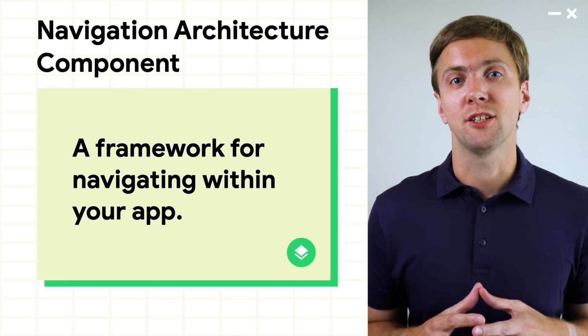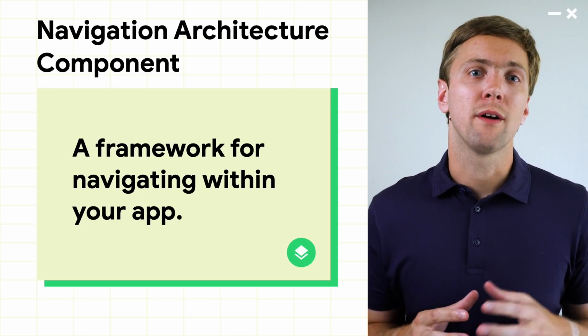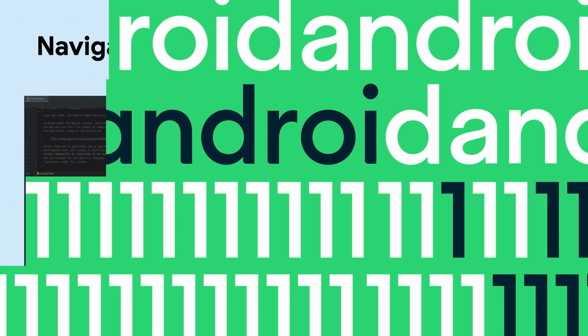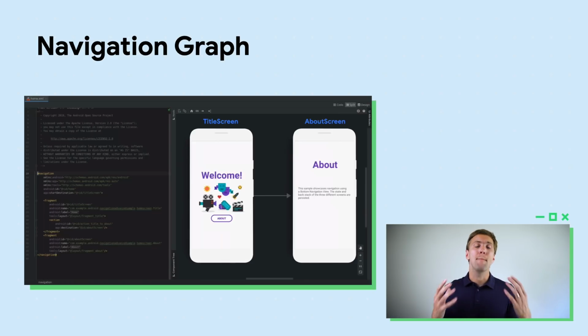The navigation architecture component serves as a framework for navigating within your app. It consists of three major pieces. You can think of the navigation graph as the map of your app. In Android Studio's navigation editor, you can visualize each of the screens as destinations in your graph. Actions link these destinations together and denote how the user can navigate between destinations. The navigation editor's split mode lets you see the visual graph of your destinations and the navigation XML file it's based on side by side.